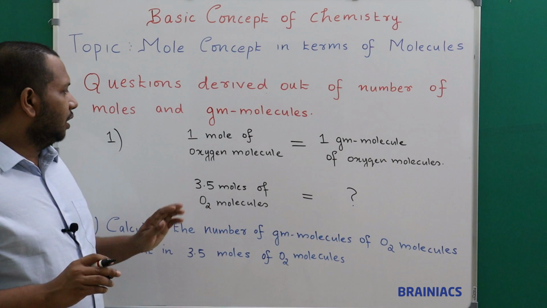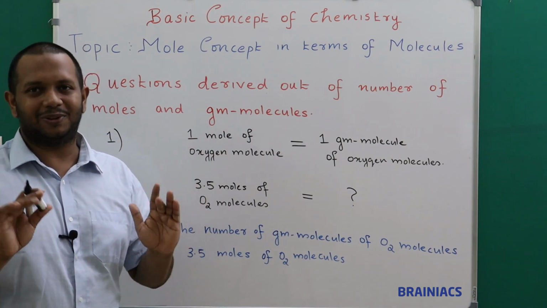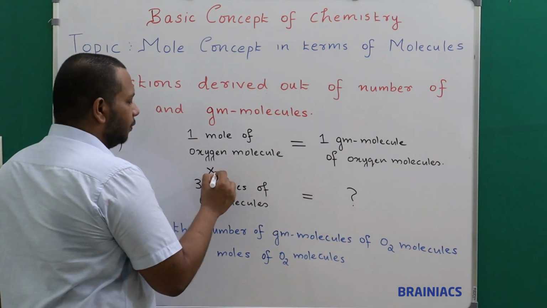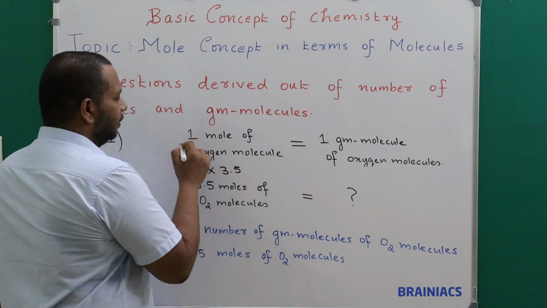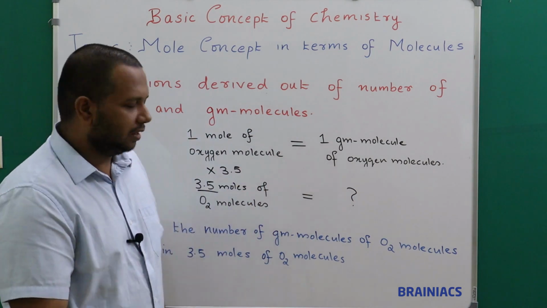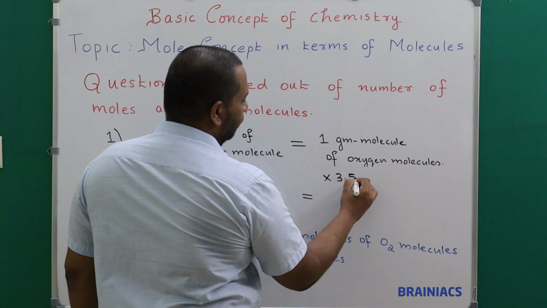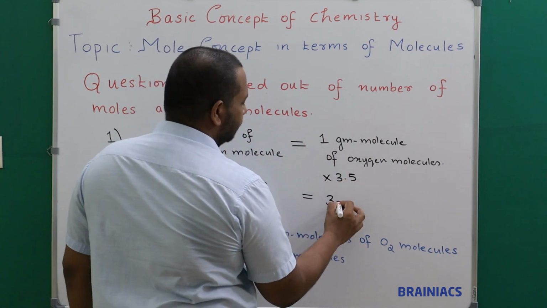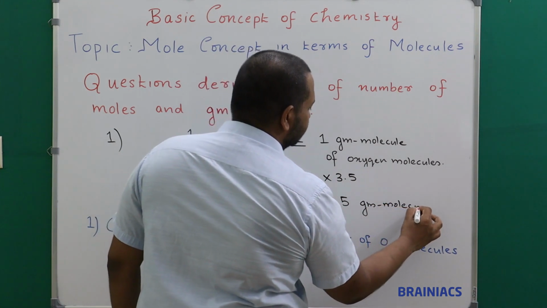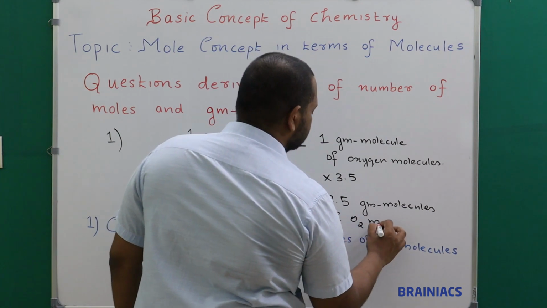Now tell me how to convert 1 to 3.5. Some students use 7 by 2. Don't do that. It's better to multiply with 3.5 itself. So multiply by 3.5. When you multiply 1 with 3.5, you will get this. You can do the same thing on the right hand side. It should be multiplied by 3.5. So again, you know that 1 into 3.5 is 3.5 gram molecules of O2 molecules.